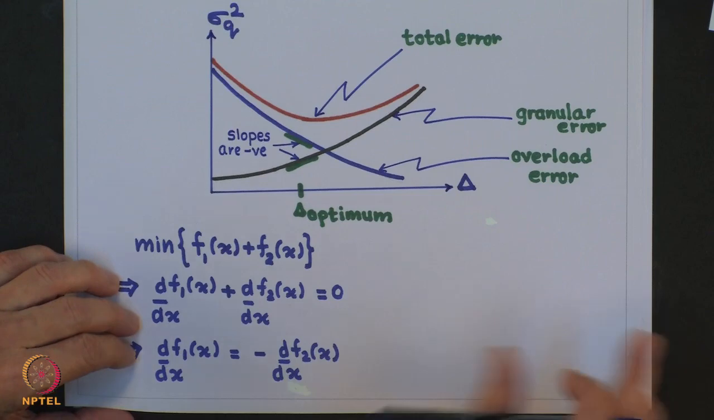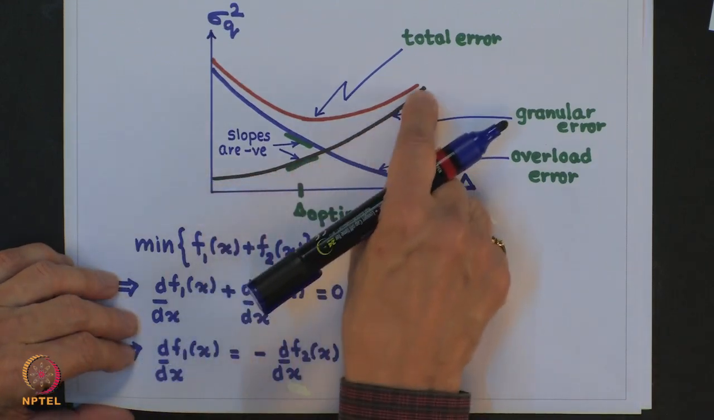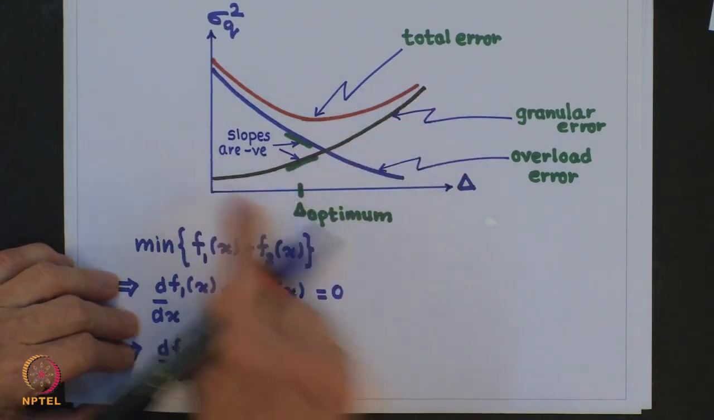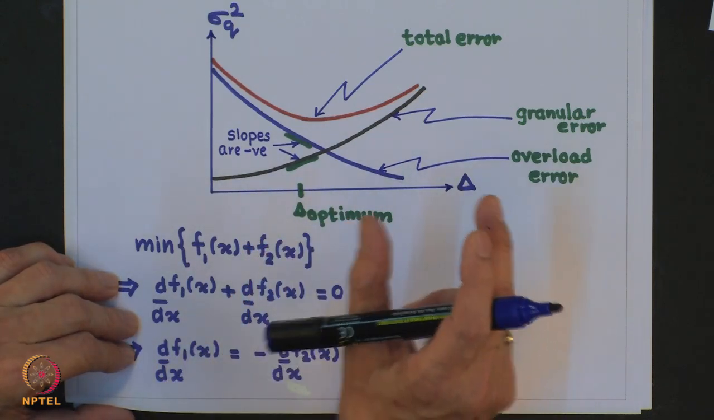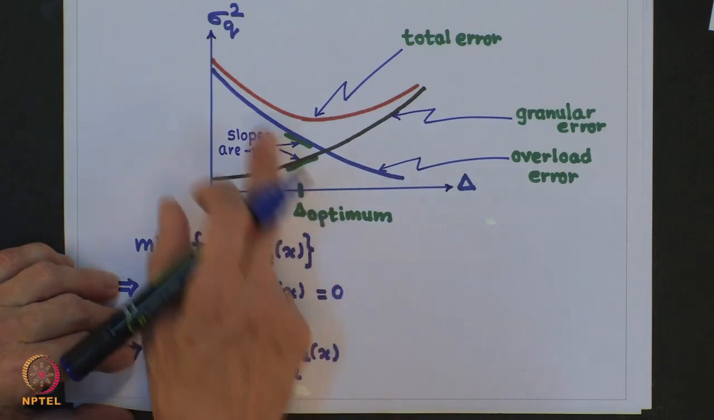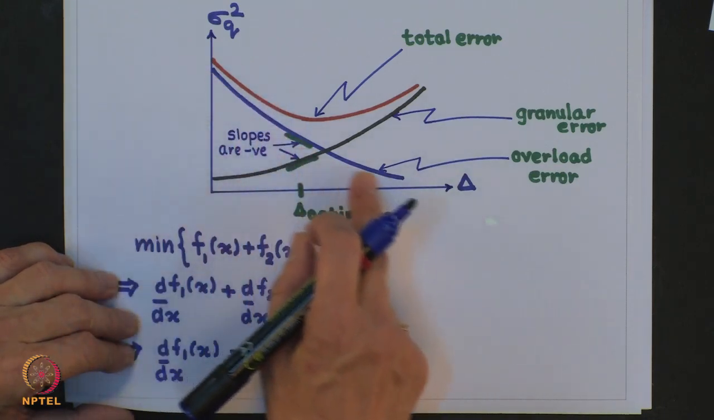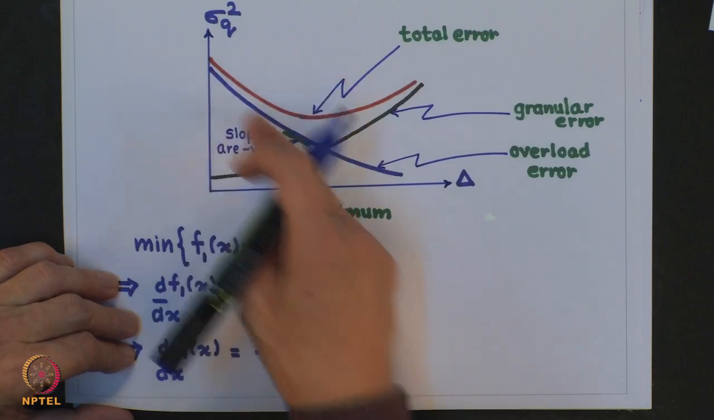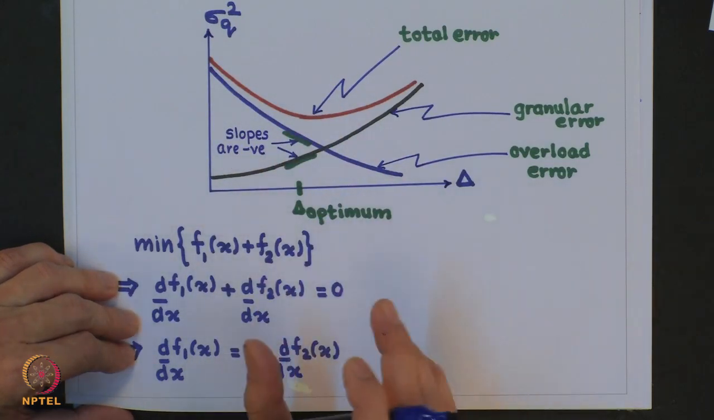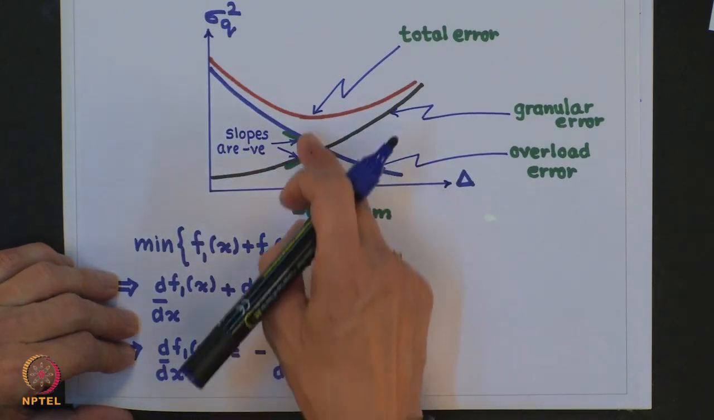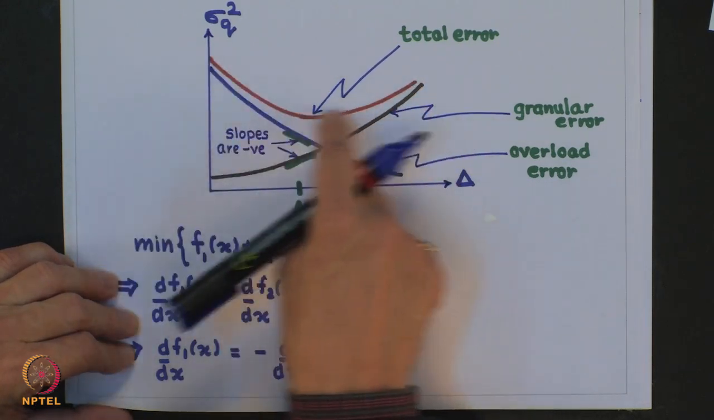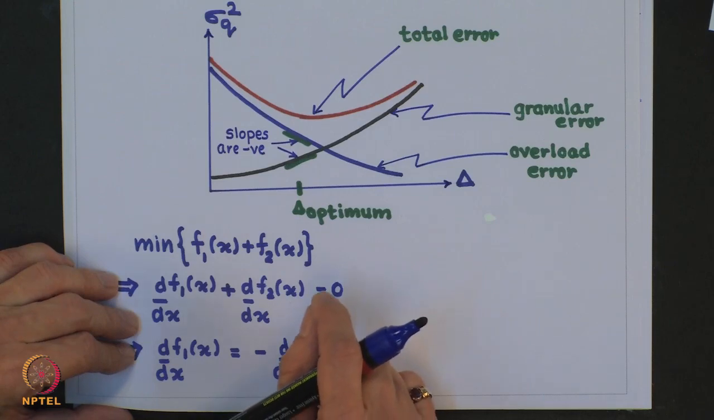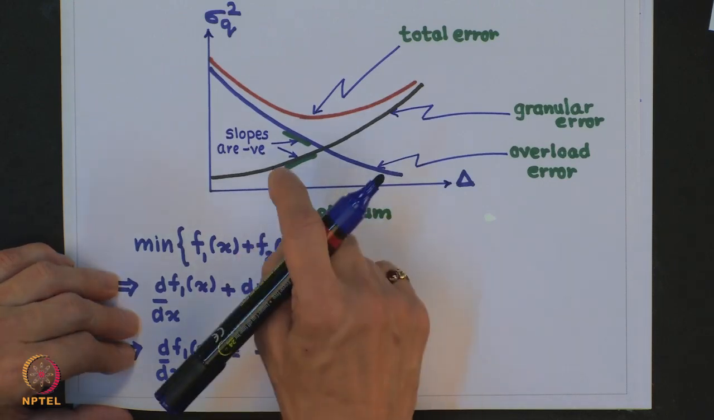Now, to do this, it is also important to realize how these two noises behave. If you plot it, the granular noise will increase with the size of your delta. Correct? Higher the value of delta, the granular error will increase. And the overload noise will decrease as delta increases. So the total error would be this curve, and you can show that it will have a minimum value.